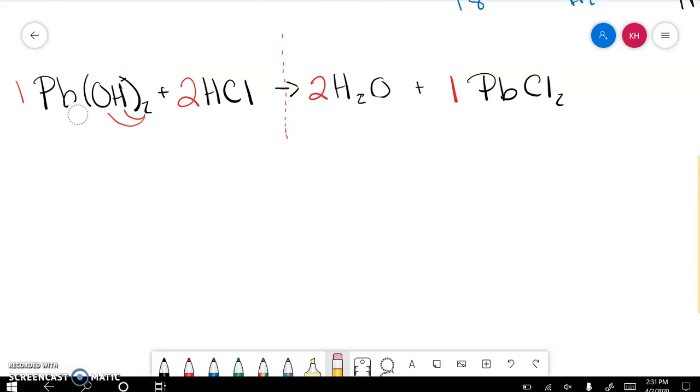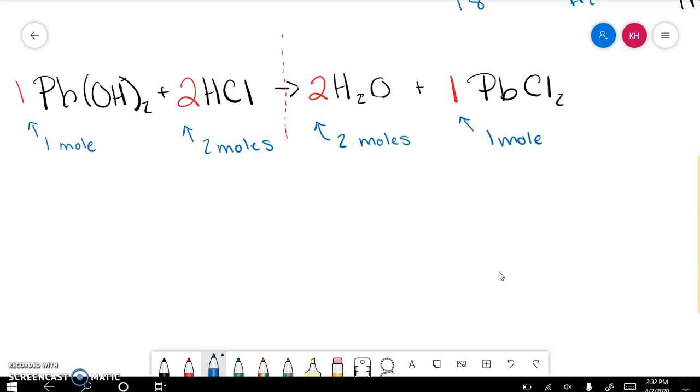So once we balance it, we know we have got our number of moles figured out too. So remember, these coefficients tell us how many moles we have. So we know we've got 1 mole of PbOH2, 2 moles of HCl, 2 moles of water and 1 mole of PbCl2.